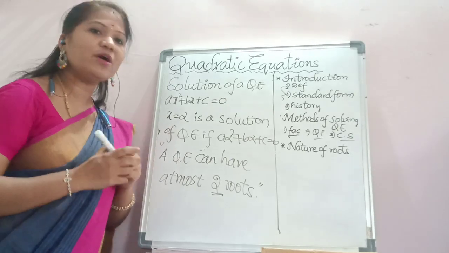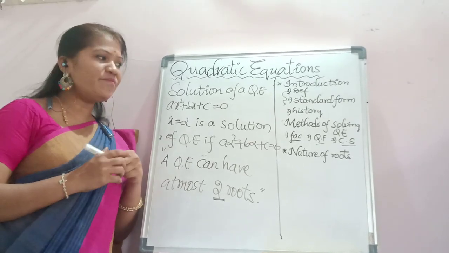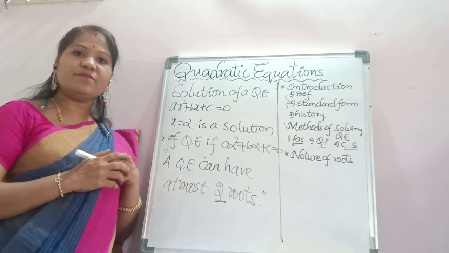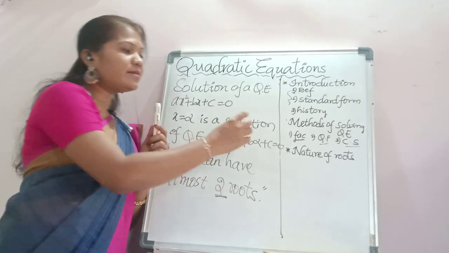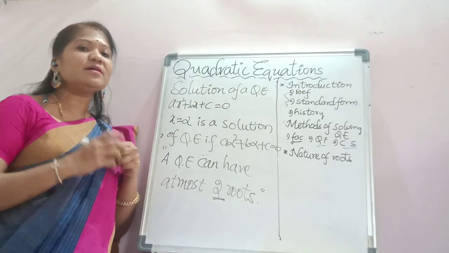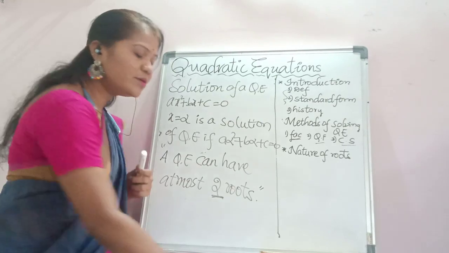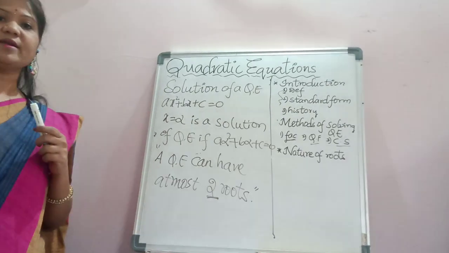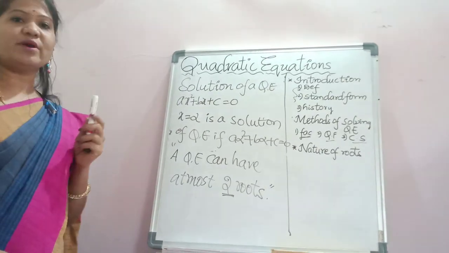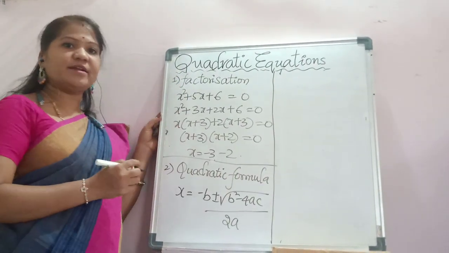Factorization method: you have already learned factorizing a trinomial, right? In the same way, when a quadratic equation is given to you, you will factorize it by splitting up the middle term and equating the factors of each to 0. You will get the roots of the given quadratic equation. So let us take one problem, the first method of factorizing a quadratic equation.